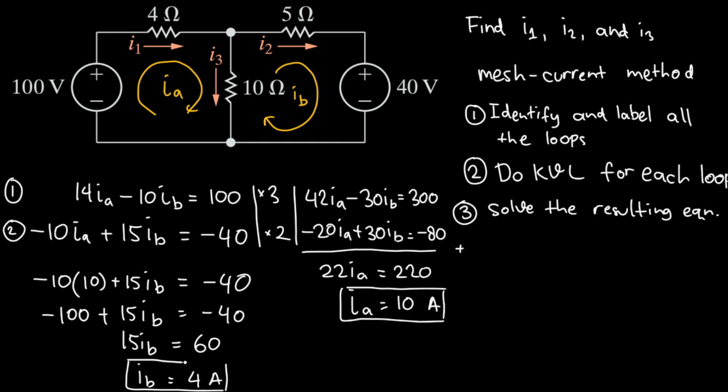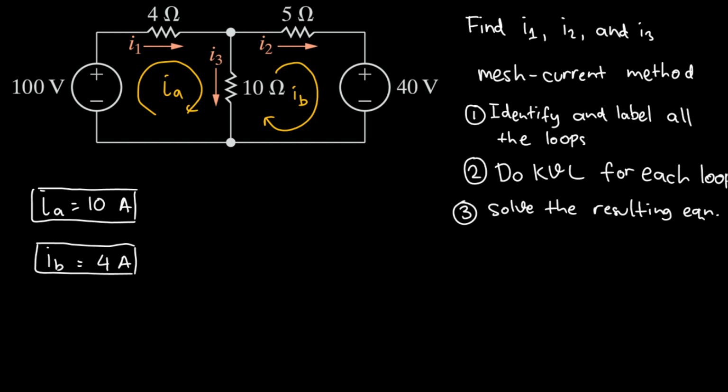So we get the loop currents here. IA is 10 ampere and then IB is 4 ampere. But we still need to solve one more step. Let's save what is IA and what is IB, which gets us to the last step, which is answer the question. So the question is asking us for I1, I2, and I3. So let's do exactly that.